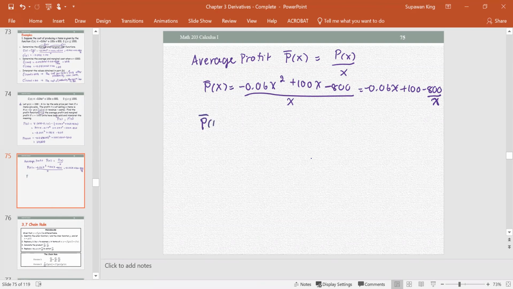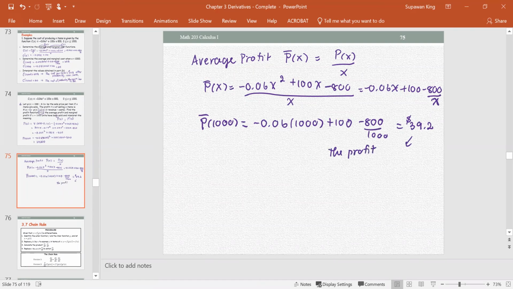So P bar at 1,000 equals negative 0.06 multiplied by 1,000 plus 100 minus 800 divided by 1,000 gives us $39.2. So this is the profit per one item sold after selling 1,000 items.